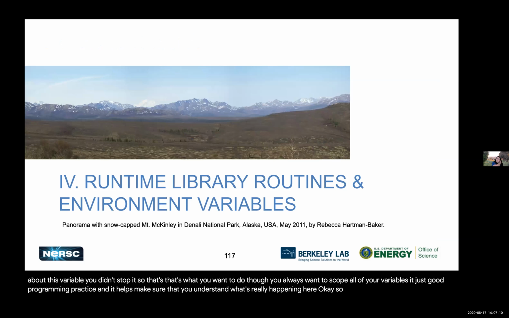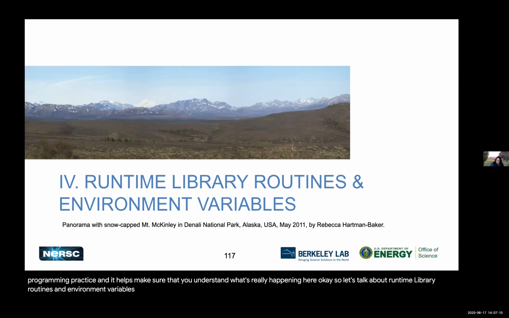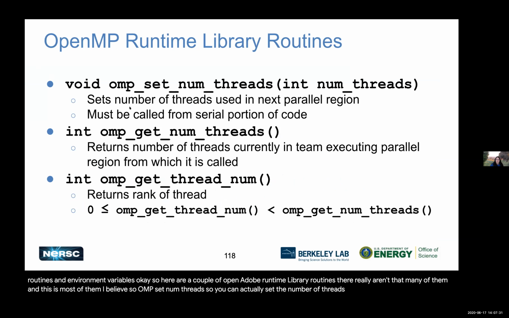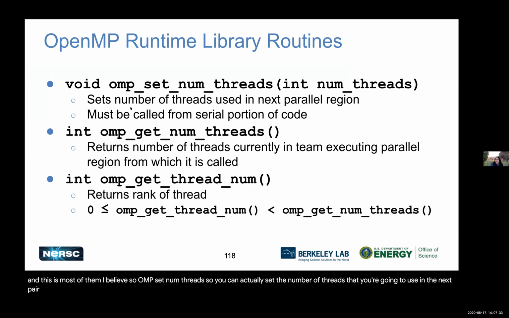Okay, so let's talk about runtime library routines and environment variables. Here are a couple of OpenMP runtime library routines. There really aren't that many of them, and this is most of them, I believe. So OMP set num threads. You can actually set the number of threads that you're going to use in the next parallel region of your code. You have to call this from the serial portion of your code before you begin. I have never used it. I don't think I would ever use it, but you can.